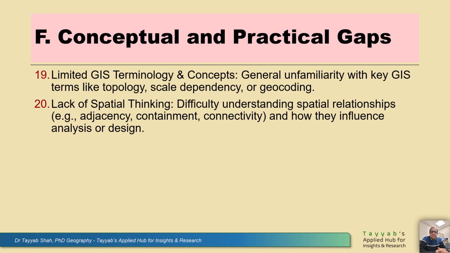And lack of spatial thinking, difficulty understanding spatial relationships, is also a challenge, and I would like to discuss these terminologies and this spatial thinking in detail. So how we define adjacency, containment, and connectivity matters, because that defines a lot of things in your analysis: how you define neighborhoods, how you calculate distance. You will see that depends on this conceptual or critical thinking and how it can influence analysis and design.